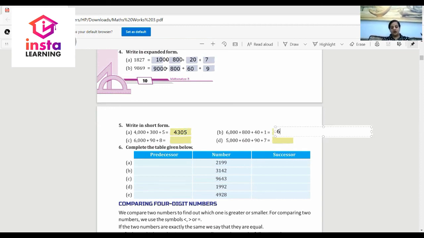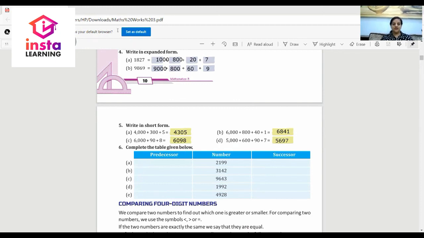Next is 6841. So 6841 like this. Next is 6000. So 6 at 1000 place. There is no number at 100 place, so just put 0. 9 at tens place, 8 at ones place, so just put like this. 6098. Now next is 5697 like this.